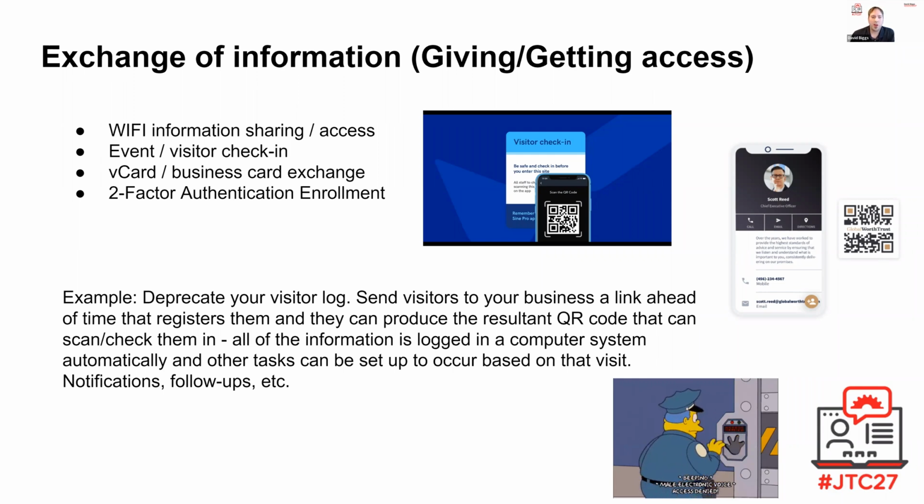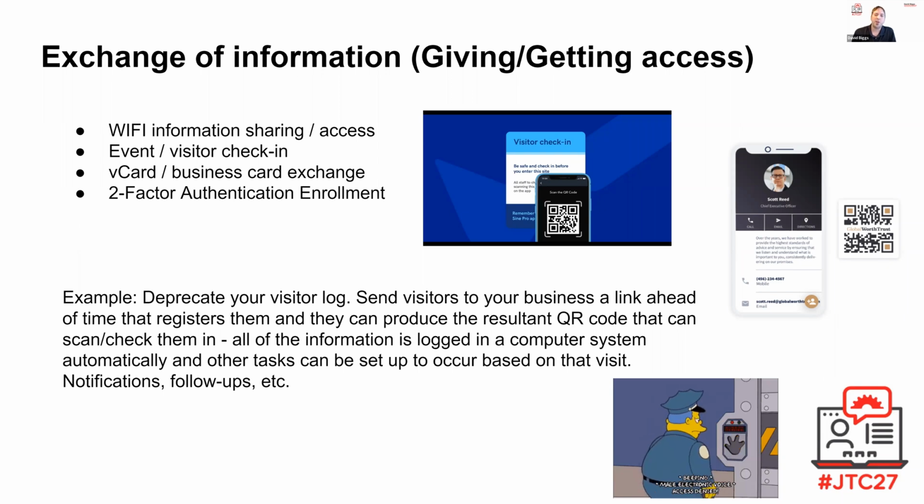Additional items that we can touch upon are event and visitor check-in, which I'm going to show an example of shortly. And then two-factor authentication enrollment, which uses QR codes to put you into a two-factor authentication process and helps that along. So the example here with exchange of information might be eliminating a visitor log that you have that's still just pen and paper on a reception desk.